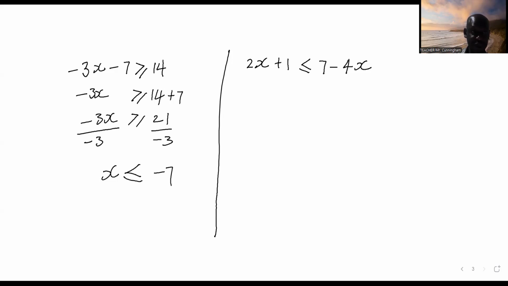Jada, when you have 2x plus 1 and you carry 1 to the other side, why do you still have it positive? You were supposed to have 2x plus 4x, 7 minus 1, because the 1... Yes, Ashley, that's looking better. Thank you. Matthias, what's the next one that we're doing now? That is the one I want to see.